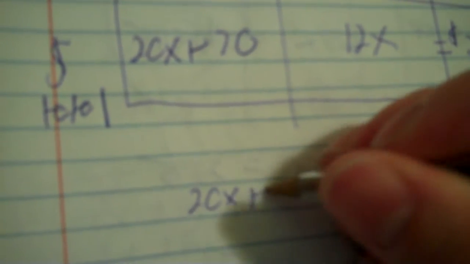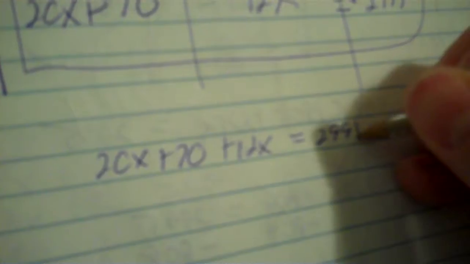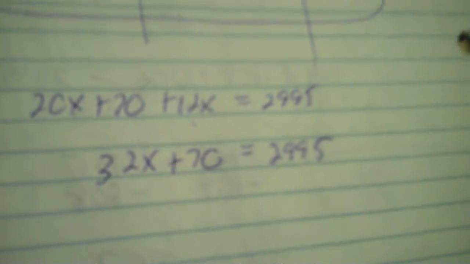Okay, so now I have my equation. 20x plus 70 plus 12x equals 198. Now combine your x's, that's 32x plus 70 equals 198. So I subtract 70.